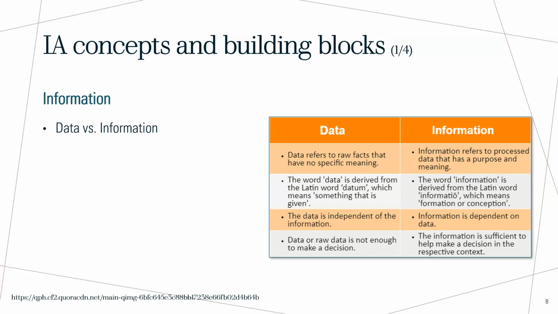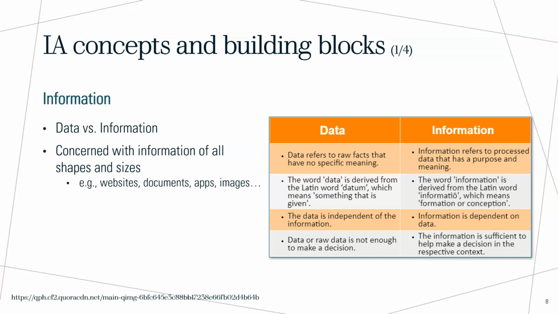So when we talk about information architecture, we're really talking about gathering data, helping put it together in helpful ways. It's a concern for information of all shapes and sizes. So, for example, we could be talking websites, Word documents, an app of some kind, images, the list goes on. The point is anything, I mean just about anything whatsoever that conveys information, that can be subject to information architecture.